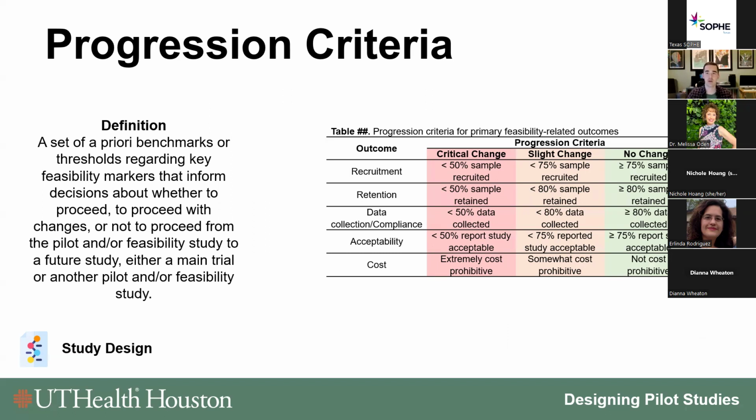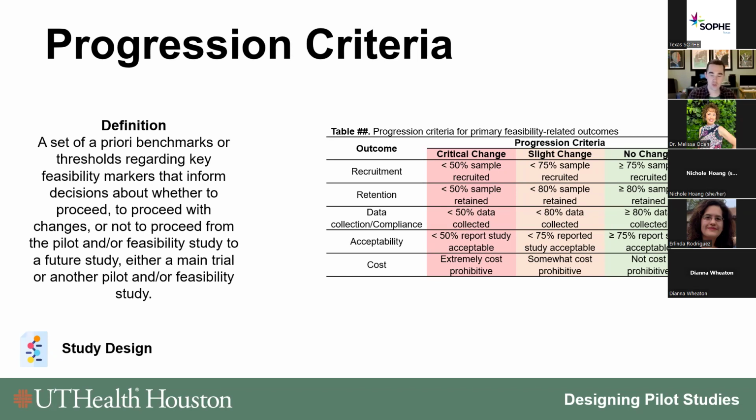So this is how I've framed it in the past with some of my grants, where I outline my different progression criteria, and you can have different types of feasibility outcomes. It doesn't have to just be recruitment and retention and acceptability. It could be anything that you want. And then you outline your red, amber, green stoplight system for progression criteria.